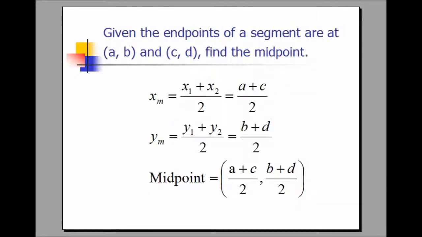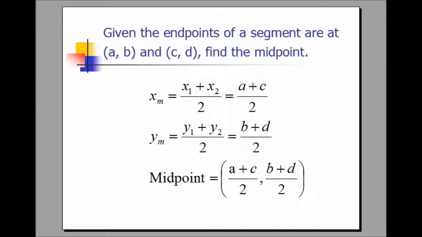Now we're working with variables instead of numbers. Given the endpoints of a segment are at A, B, and C, D, find the midpoint. All we're doing is substituting into the midpoint formula. We're letting x sub 1 equal A and x sub 2 equal C.